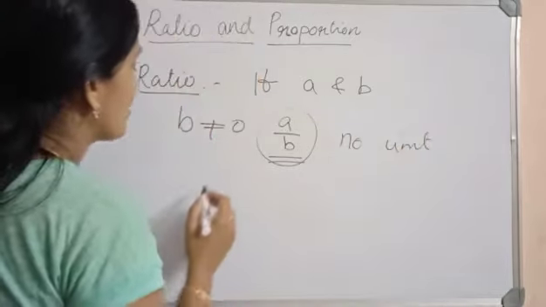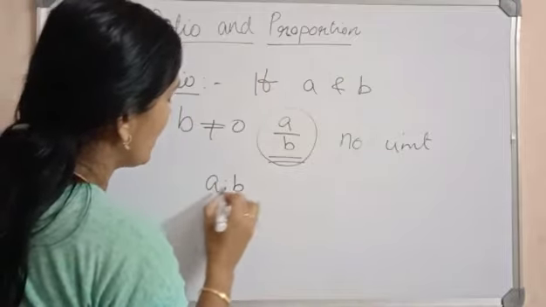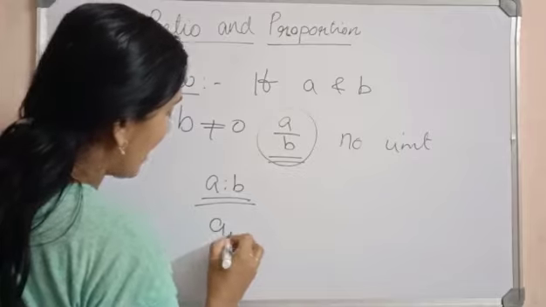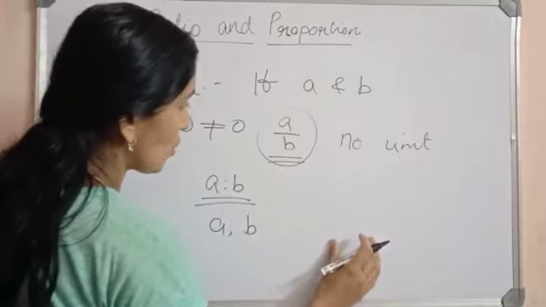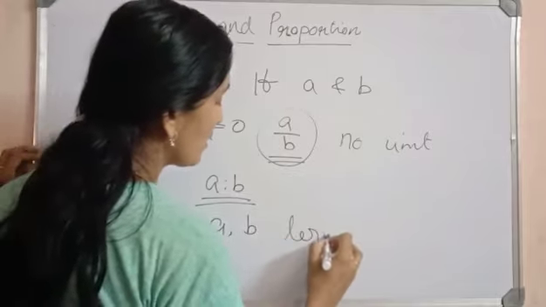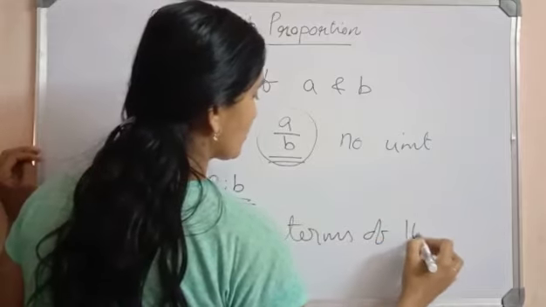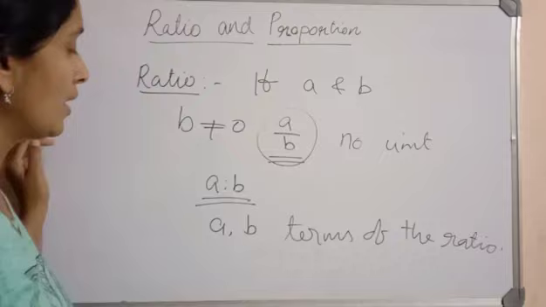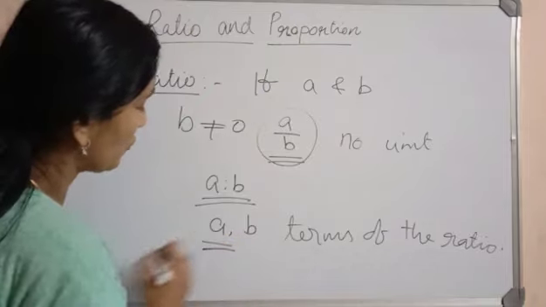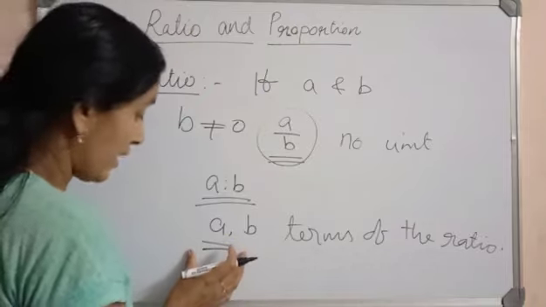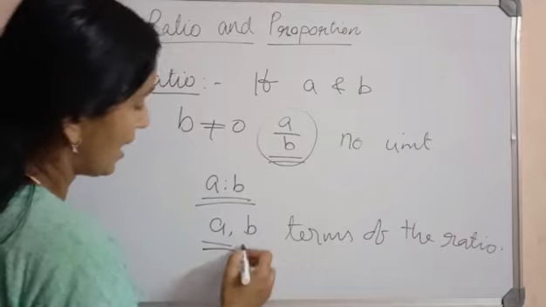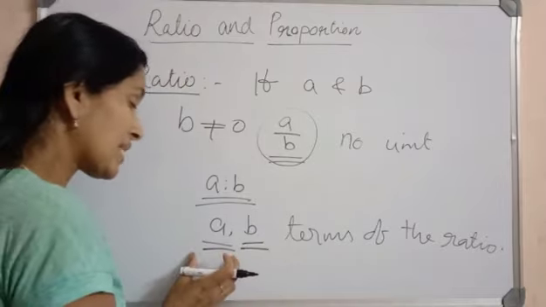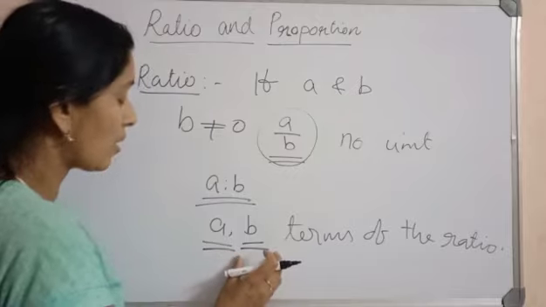and this can be written as A is to B. Here A and B are called the terms of the ratio. The first term of the ratio, A, is called the antecedent, and the second term of the ratio is called the consequent.